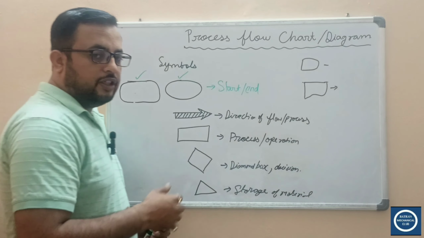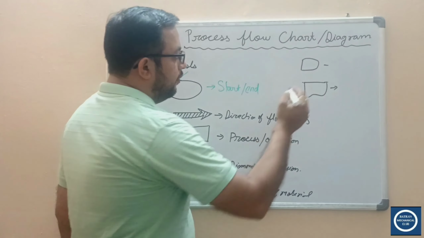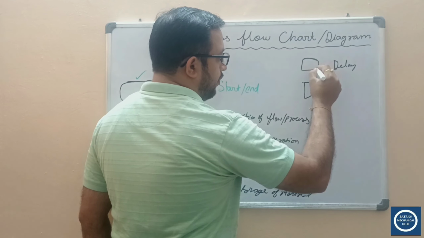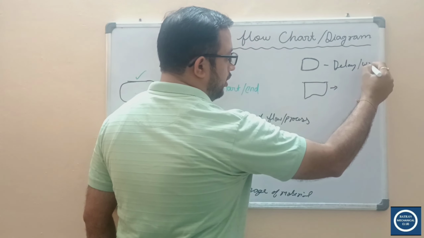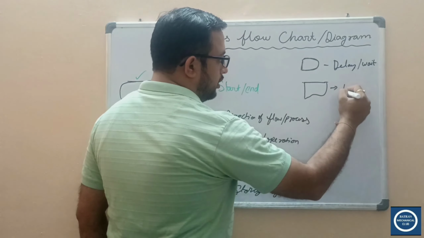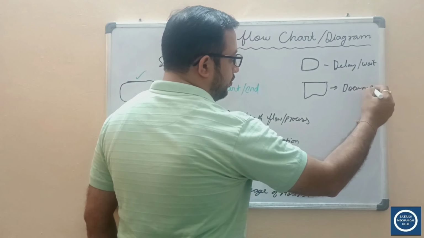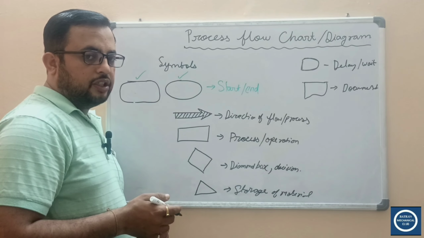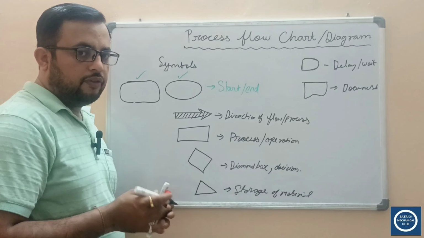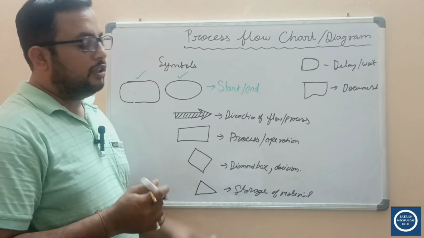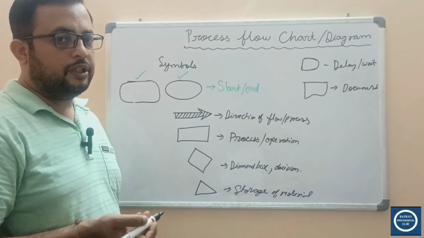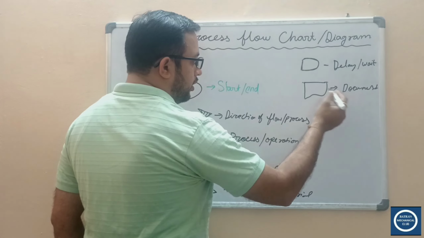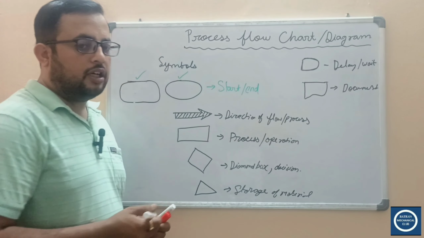After that, if there is a delay or wait in the process, we will show it by this D-shaped symbol. This represents delay and wait. This is the symbol of a document. Like if we have rejected some material, or accepted some material, then we will put a document along with it that justifies why and how we have scrapped or rejected it, with all the details given in the document. So this is the symbol which symbolizes the document.